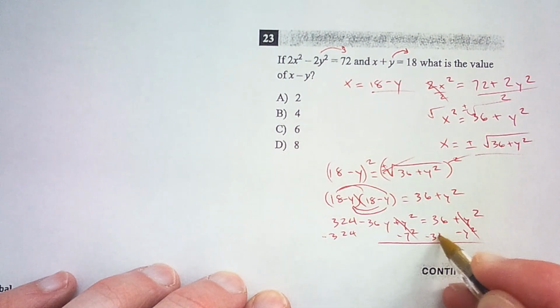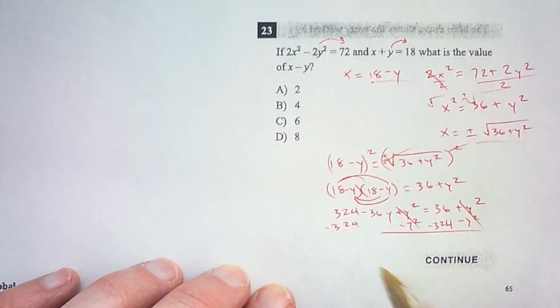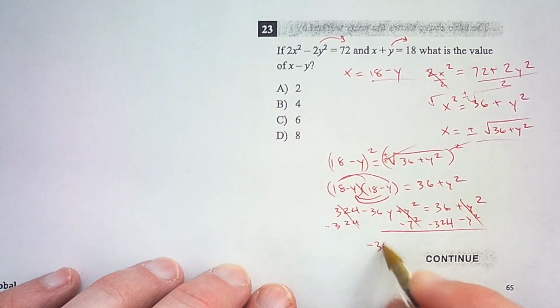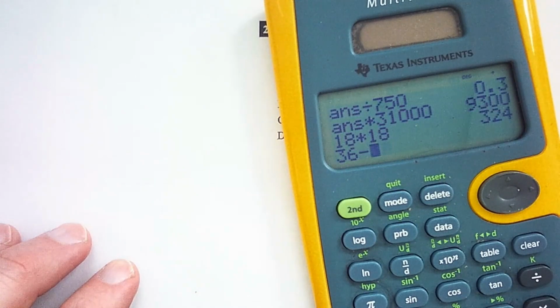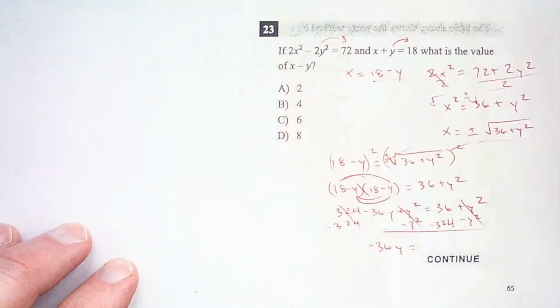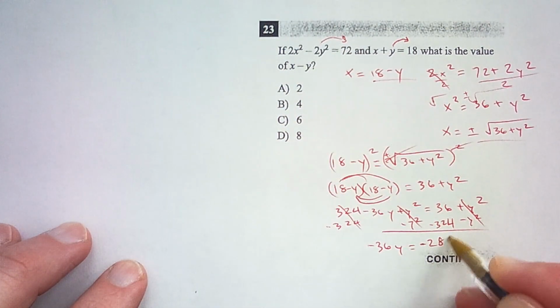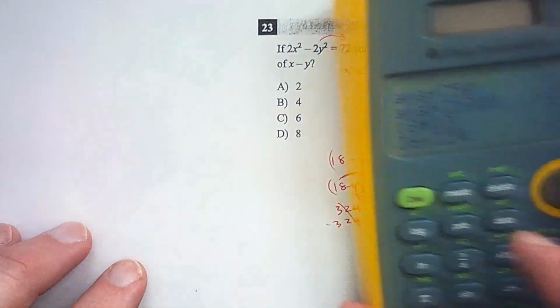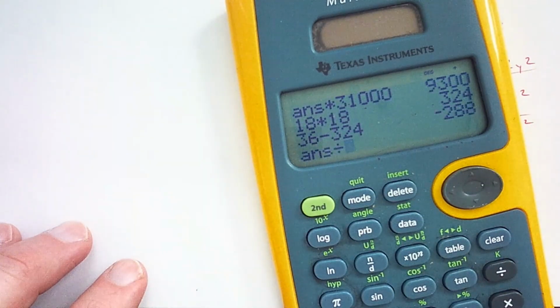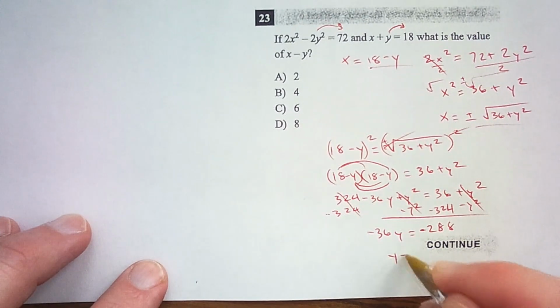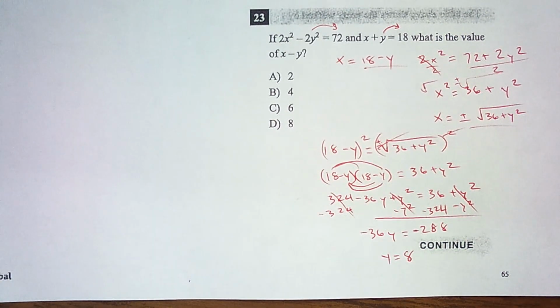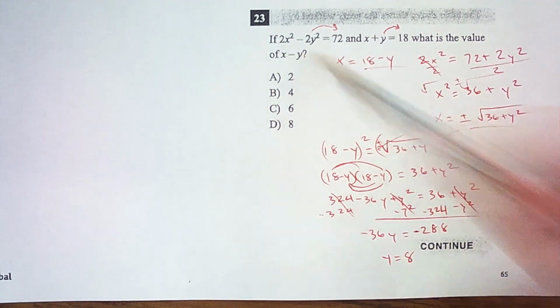Okay, so how about let's subtract 324 from both sides, and I get negative 36y equals 36 minus 324, which is negative 288. And I can divide by negative 36. Divided by negative 36 is 8. So I get y equals 8. Okay, so there's my value of y.